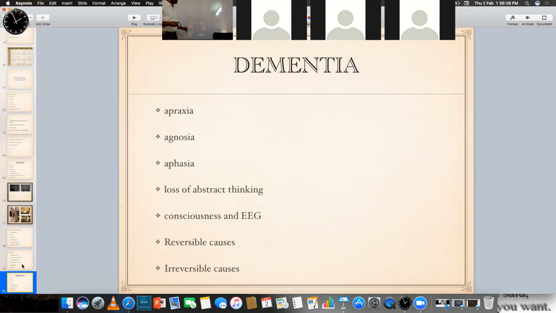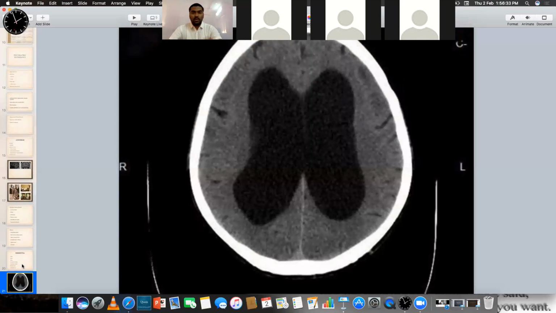Okay, and there is this Lewy body dementia. Lewy body dementia you'll see in Parkinson's. These are irreversible, because there is permanent damage to the brain, and hence you have this dementia. Okay, so here's one more reversible cause of dementia.